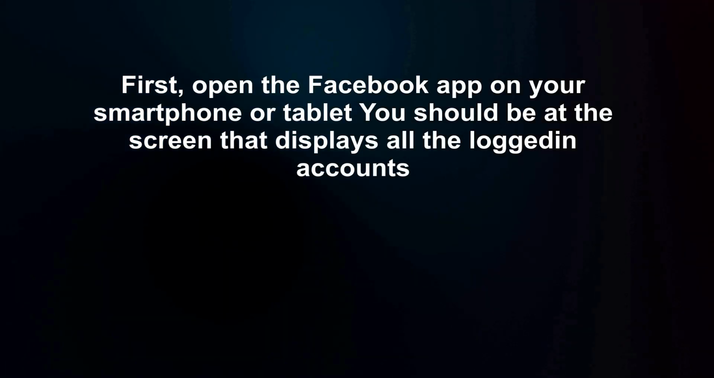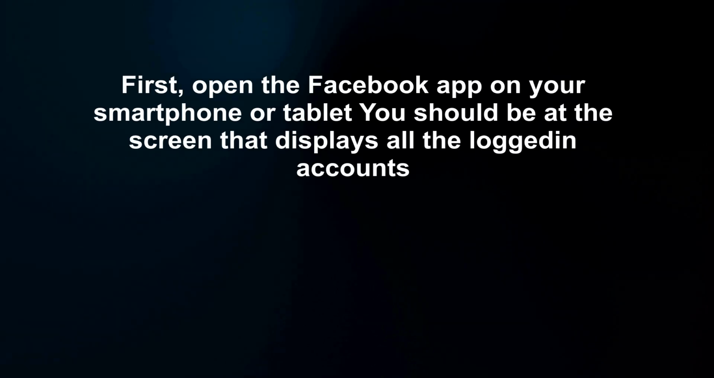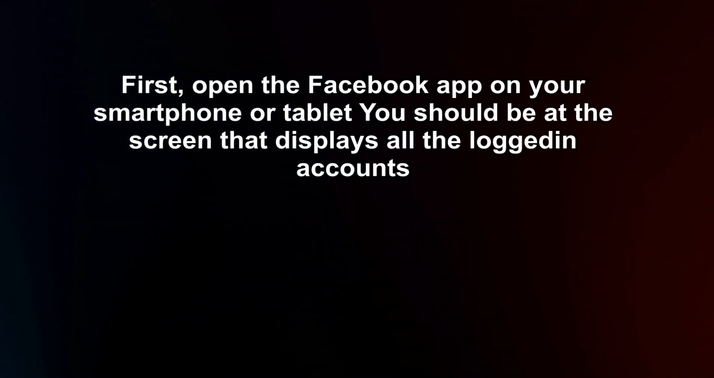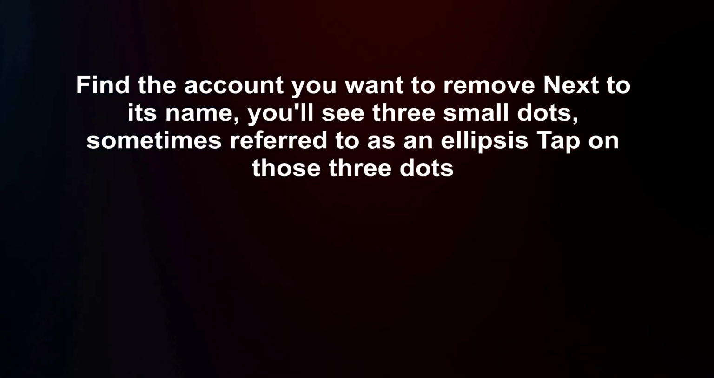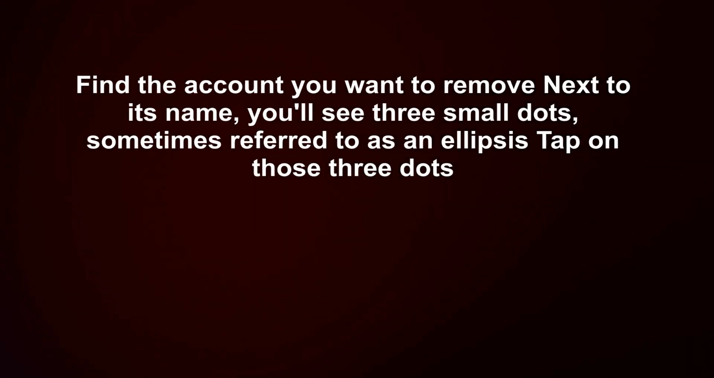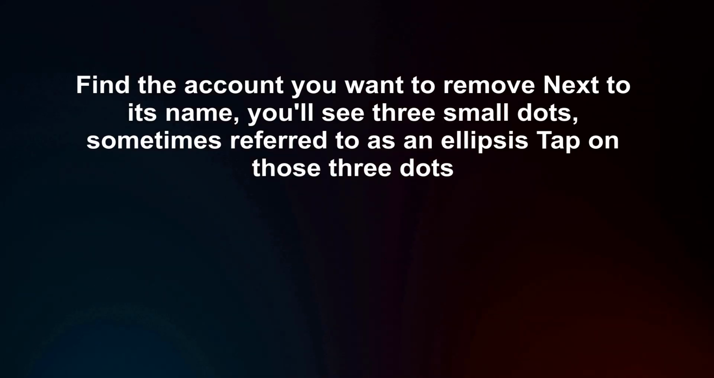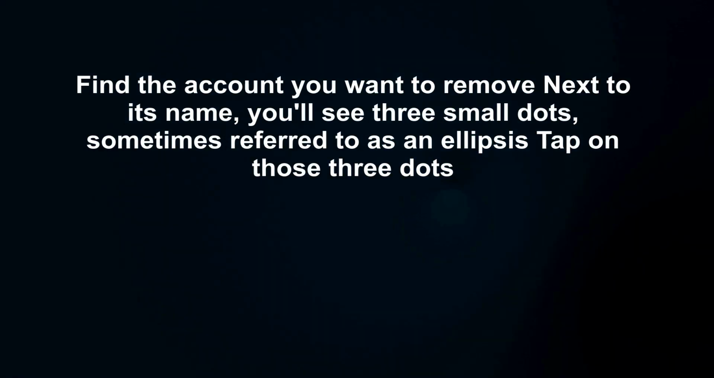First, open the Facebook app on your smartphone or tablet. You should be at the screen that displays all the logged-in accounts. Find the account you want to remove. Next to its name, you'll see 3 small dots, sometimes referred to as an ellipsis. Tap on those 3 dots.